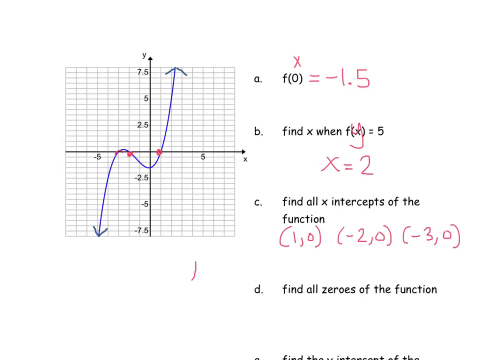And find all zeros of the function. Remember that zeros are x values which cause the function to equal 0. So they're similar to the x-intercepts, but instead of points, they're just the x values. So we would say x equals 1 would cause the function to equal 0, x equals negative 2, and x equals negative 3 are the x values which make the function equal 0.